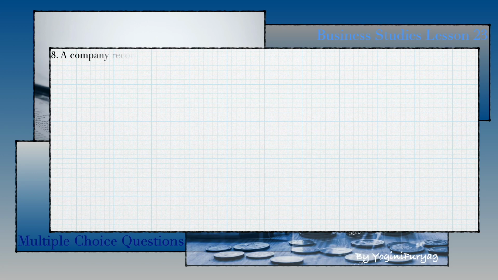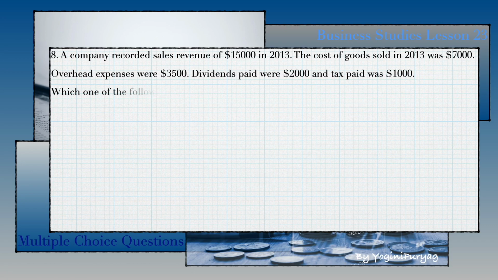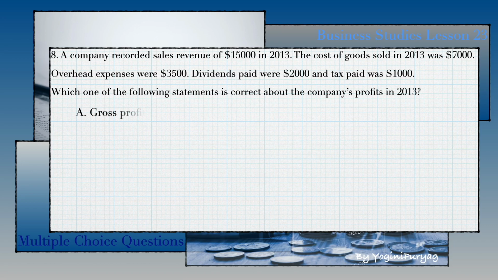A company recorded sales revenue of $15,000 in 2013. The cost of goods sold in 2013 was $7,000. Overhead expenses were $3,500. Dividends paid were $2,000 and tax paid was $1,000. Which one of the following statements is correct about the company's profits in 2013?